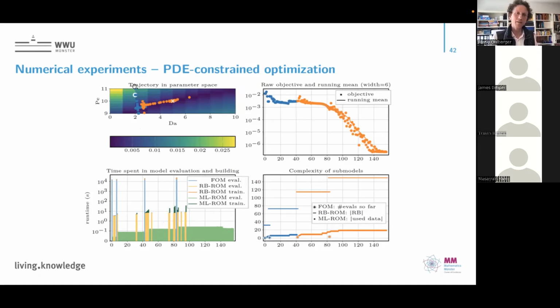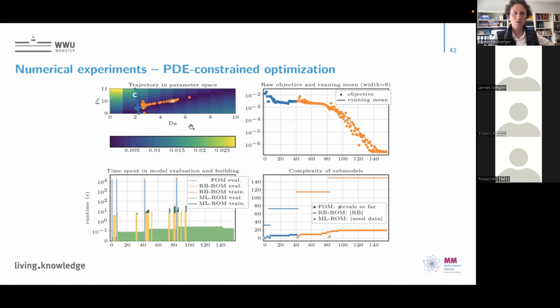So this means this is in the parameter space. You pick a certain parameter, and then you call this black box solution hierarchy, and the solution hierarchy now checks whether you need really a full order solution, or whether the reduced basis solution is good enough, or the machine learning is good enough. And the blue bars here, this is whenever the algorithm decides that you need a full order model evaluation because the other two models are not good enough.